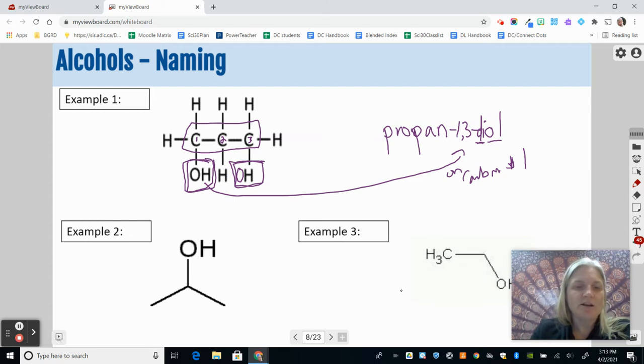Okay. Example number 2. Now we've got a line diagram. Make sure you remember where all the carbons are. There's a carbon here, there's a carbon here, there's a carbon here, and there's no carbon there.